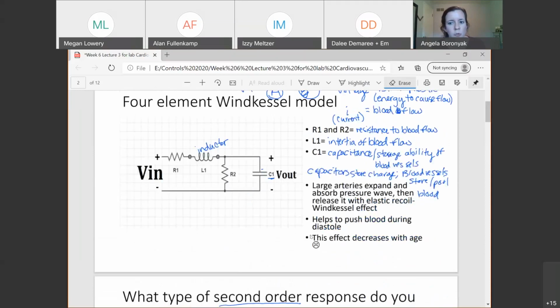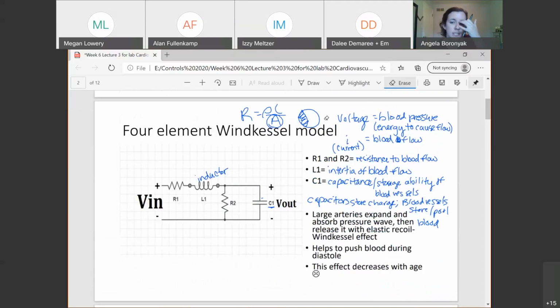R1 and R2 model our resistance to blood flow. And that resistance would increase if the cross-sectional area of a blood vessel decreases due to a plaque, or even just going through capillaries, which have a higher resistance than a big wide artery. Our L represents inertia of blood flow, and our C represents capacitance, or the ability to store or pool blood.